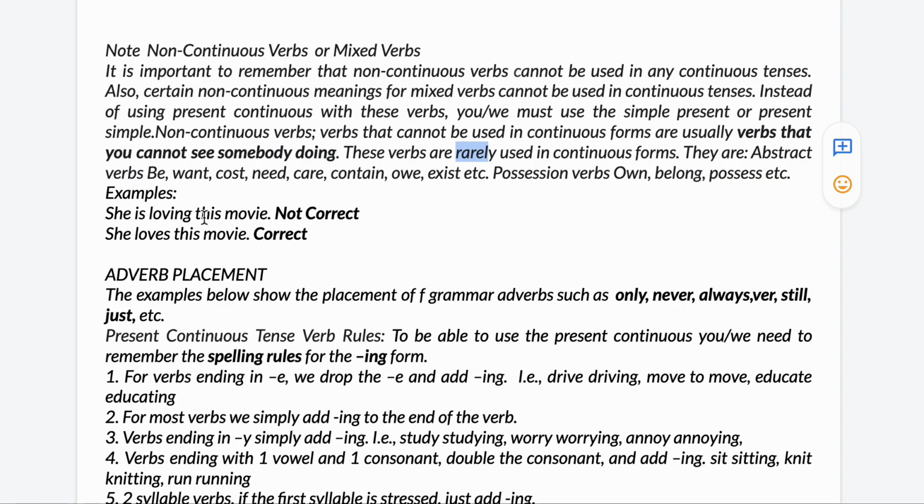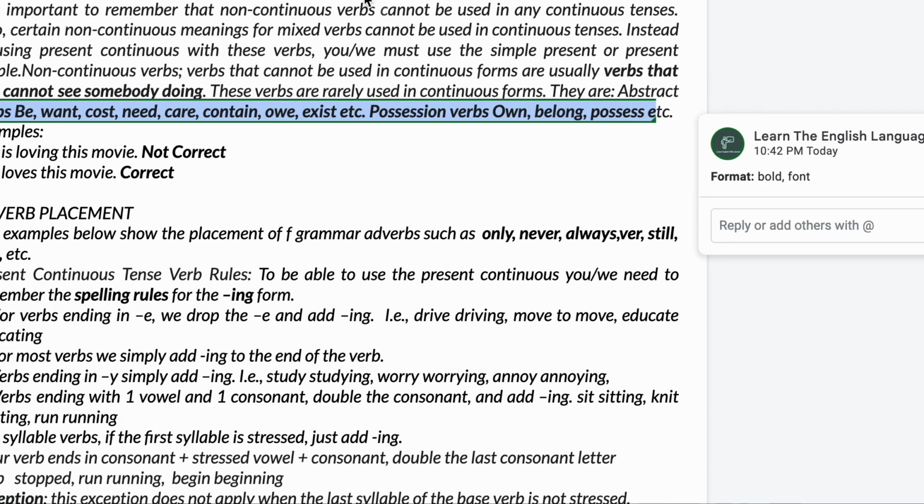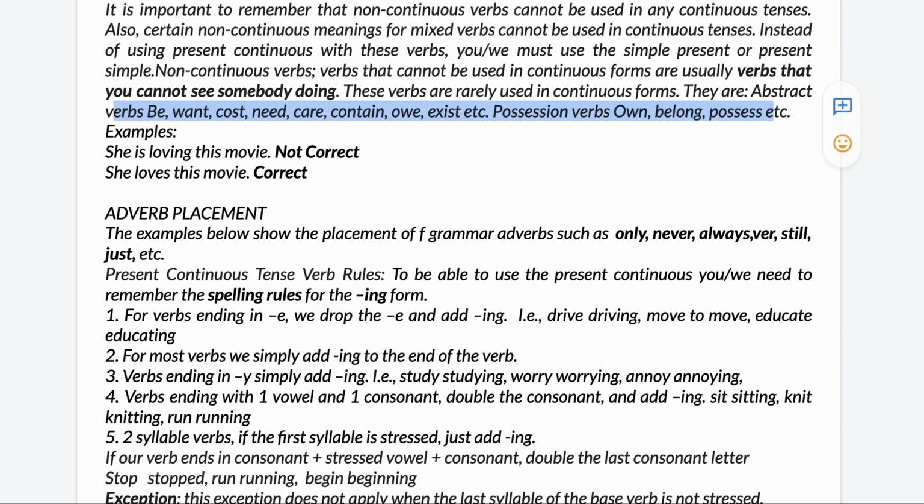The example here says, she's loving this movie. This is not the correct one. We cannot say she's loving this movie. You may come across some people who say I'm loving it. That's a different sentence structure. Here we say she loves this movie. This is the correct form. These examples are ones that we cannot use in present continuous. Okay, so adverb placement.